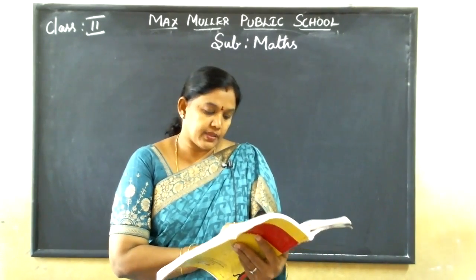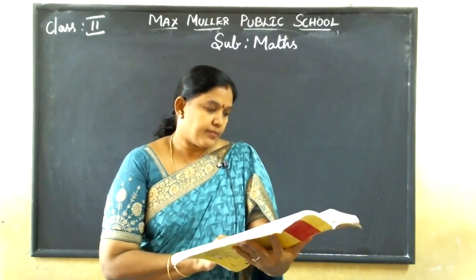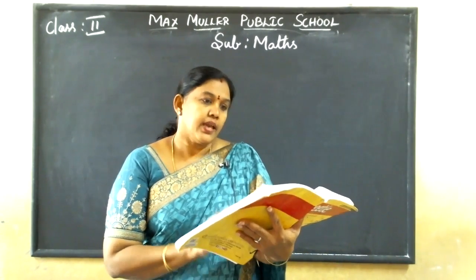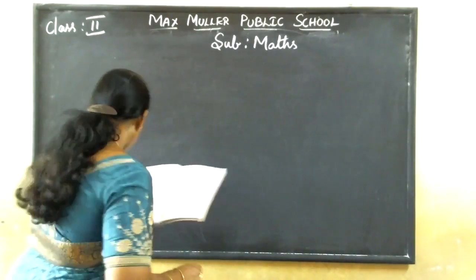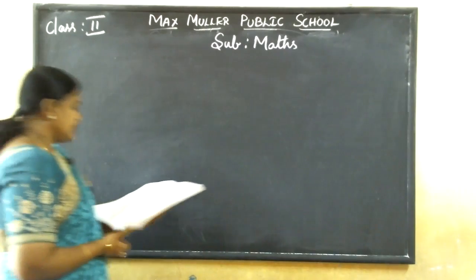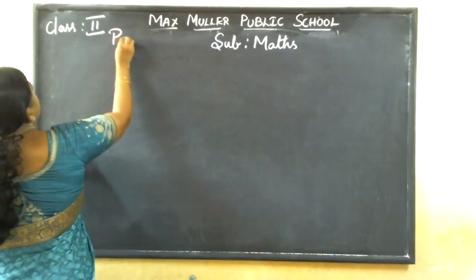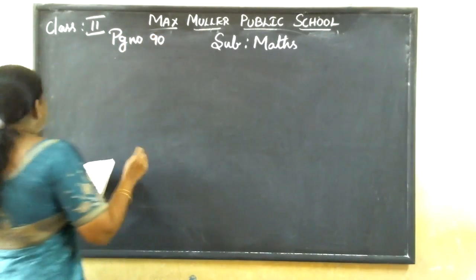Open your page number 90. First, you open the textbook. Page number 90, exercise 4, we finished. Today, we are going to exercise number 5. But a few examples we will do first. After that, we'll go to exercise number 5, children. Open page number 90.